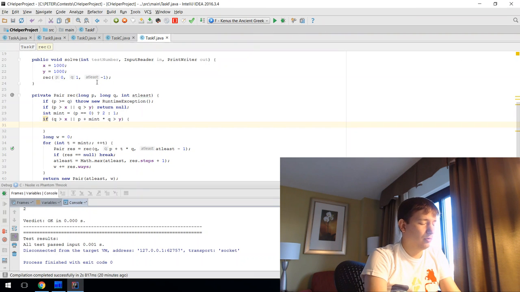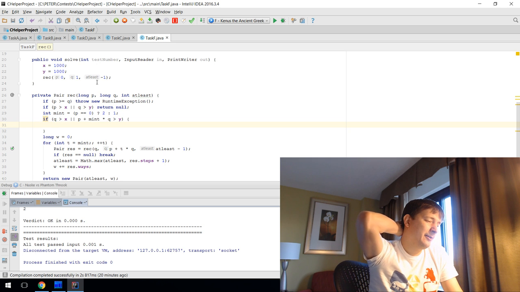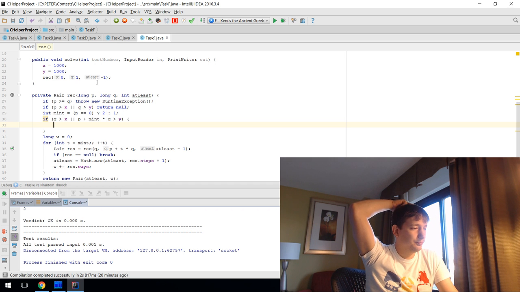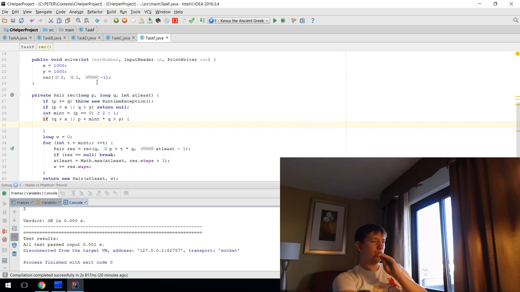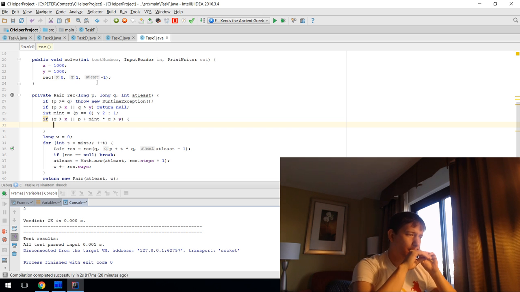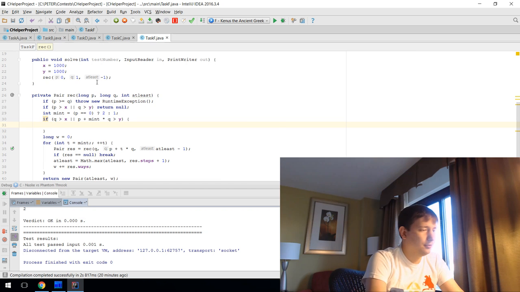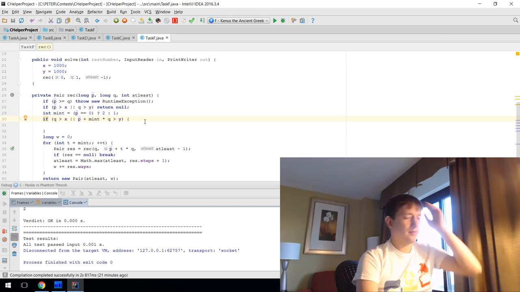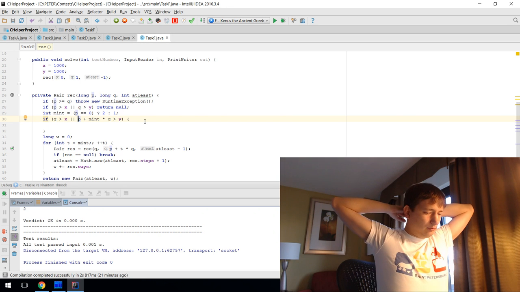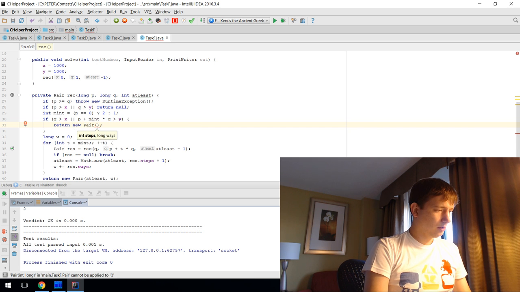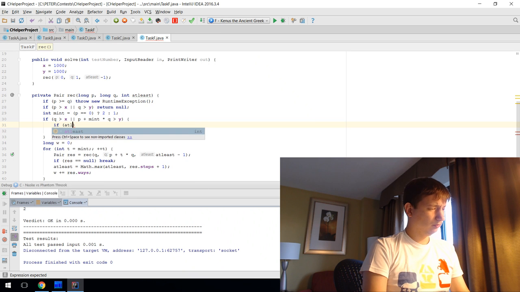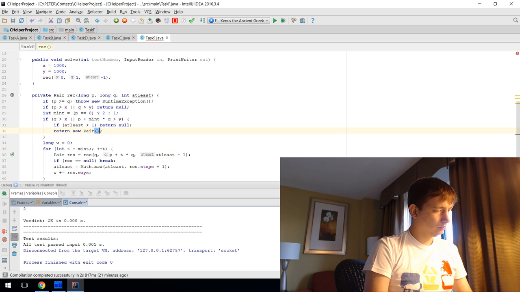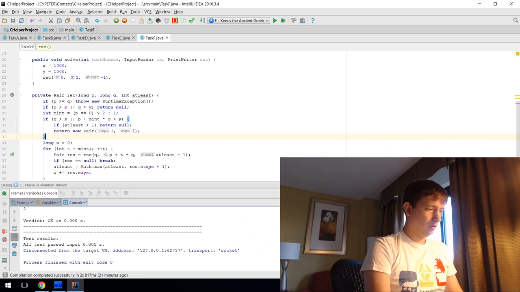We are done, right? So now we need to count. Yeah, ideally we would stop at the previous step, right? Okay, this is slow, but okay, let's still do it. Then return new pair, steps 1. So this should work.